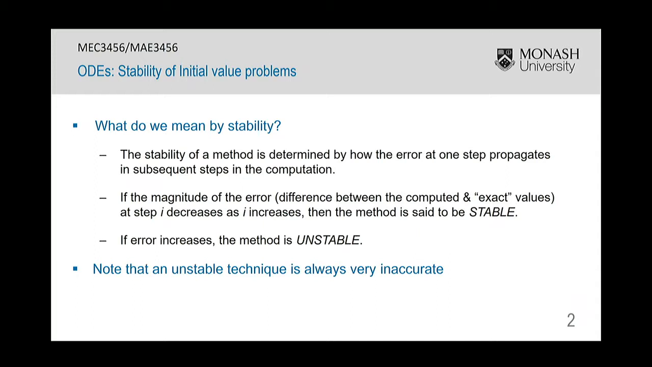Note that any unstable technique is always very inaccurate. However, the opposite is not true. It is not true that a stable technique is accurate. Quite often a stable technique can be quite inaccurate. For example, Euler's method.